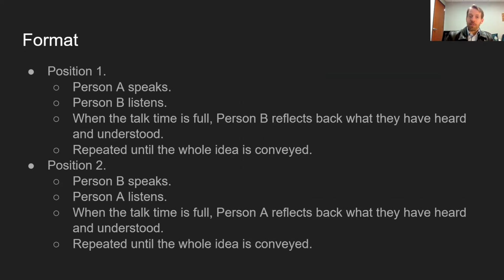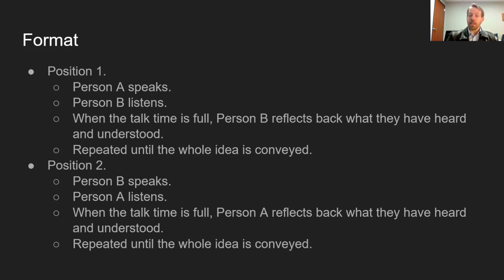So the actual format of utilizing a talking stick is not that complicated. There are essentially two positions. In the first position, person A is in that speaker position and person B listens. And again, we try to keep the talk time for each individual chunk from being too long, maybe 1 to 2 minutes. So when that talk time has filled itself, person A should stop talking and allow person B to reflect back what they heard and understood, and to keep on working on reflecting that back until person A feels like what they're hearing from the other person is what they were trying to express.